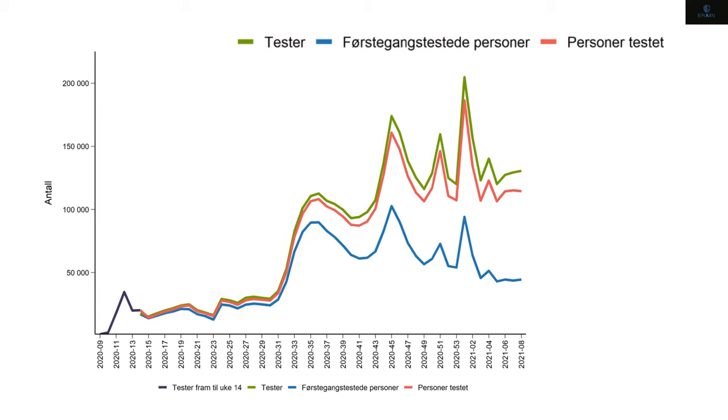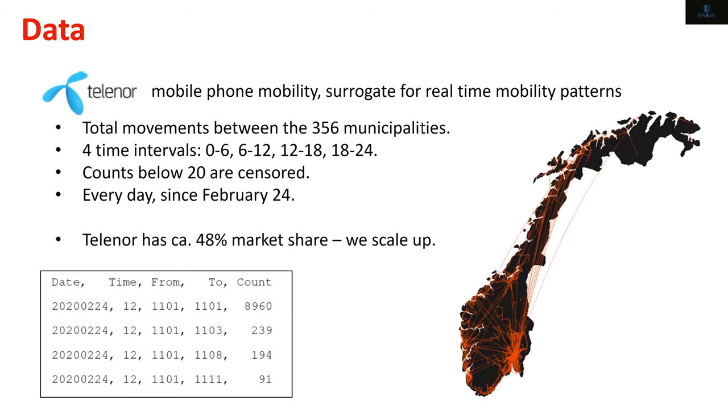Only then do they become informative for describing how the epidemic develops in our country. The mobility in our models is captured by the mobility of mobile phones. Telenor, which has a market share of about half of Norway, provides us with mobility data that tells us where the mobile phones are and where they move every 6 hours between municipalities.